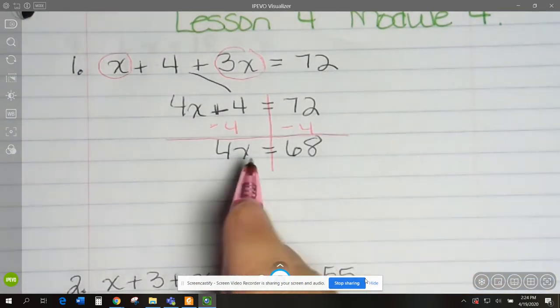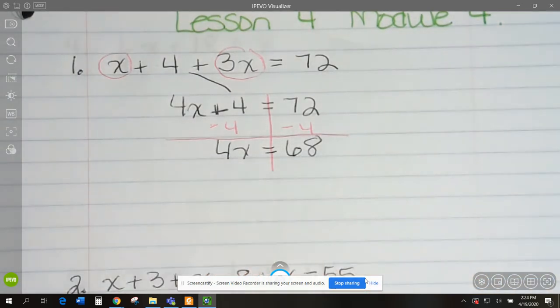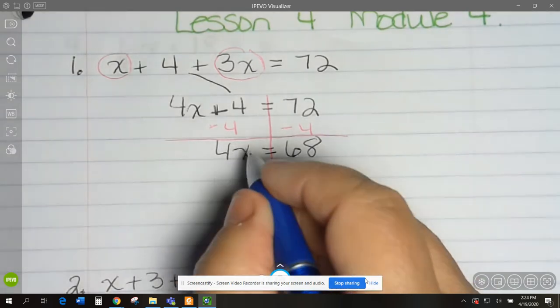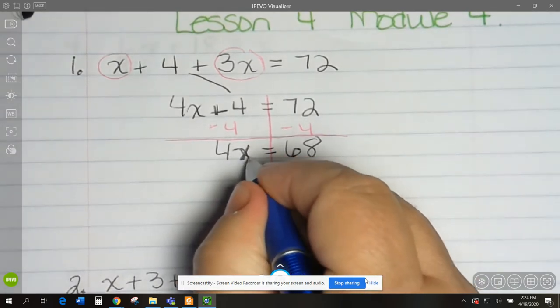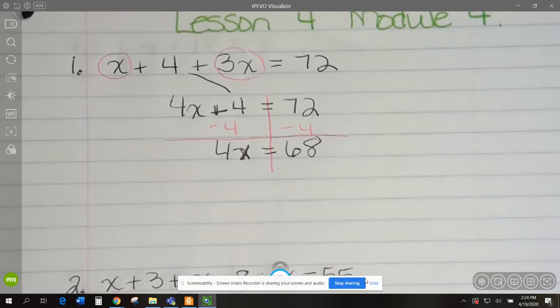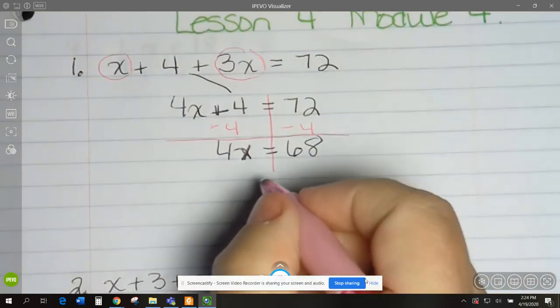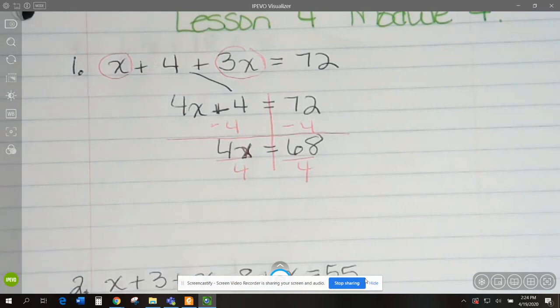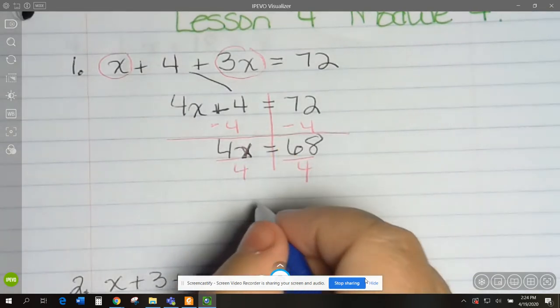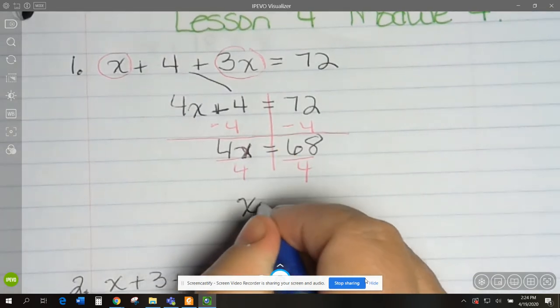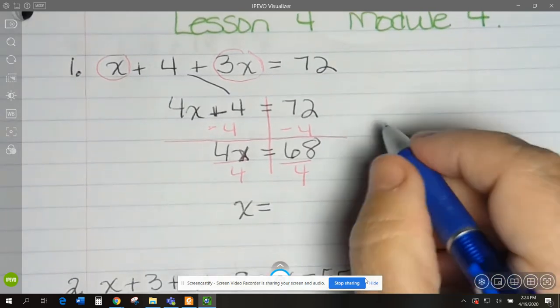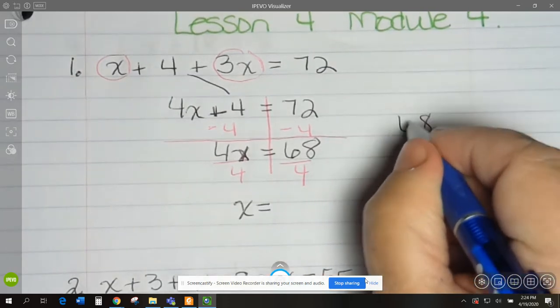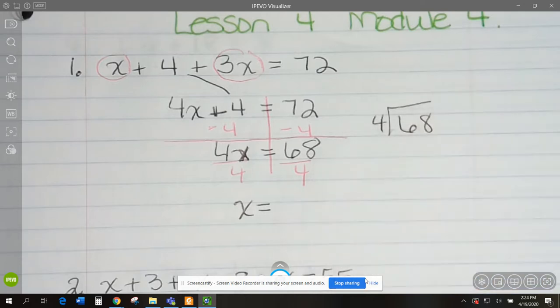Now I have 4x. Remember, 4x means 4 times x. So this is multiplication. To get rid of multiplication, I can divide. So I have to divide by 4 on both sides. 4 divided by 4 is 1, so I get 1x, but I'm going to leave the 1 invisible, make that just x. And I have to do 68 divided by 4.